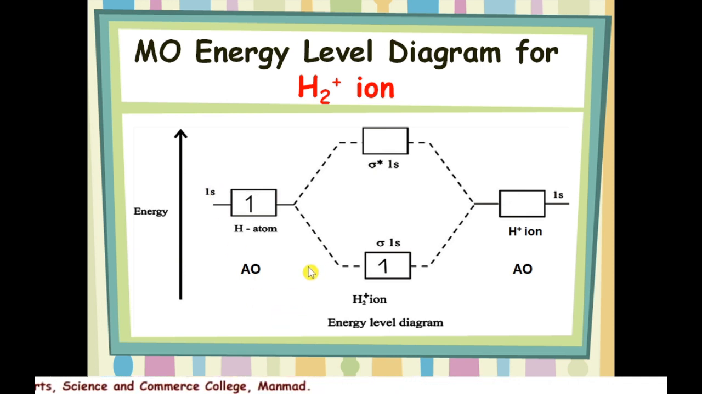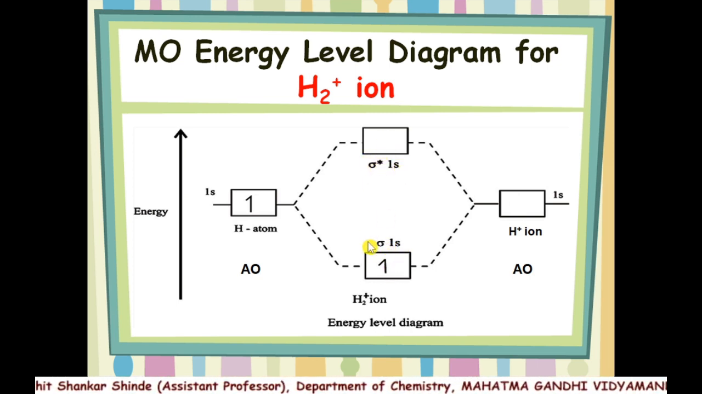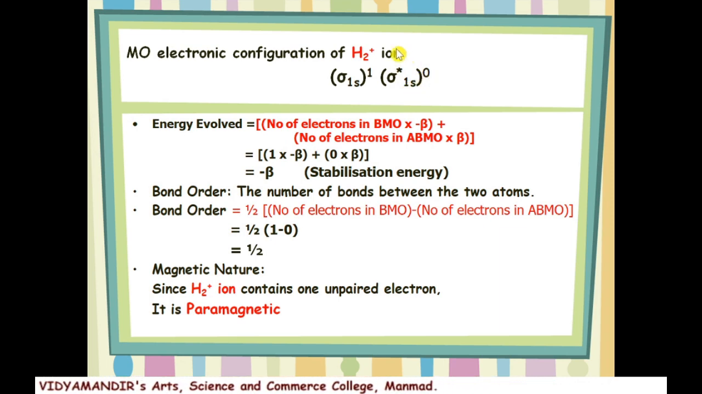In a similar way, we can write the electronic configuration for the molecular orbitals of this H2 plus ion. So the molecular orbital electronic configuration can be written as sigma 1s1 and sigma star 1s0. Since there is one electron, we write it in this way: sigma 1s1 and sigma star 1s0. So this is the molecular orbital electronic configuration of the H2 plus ion.